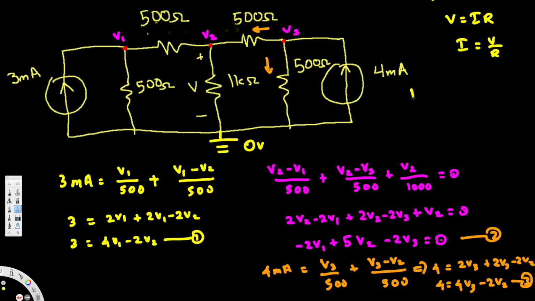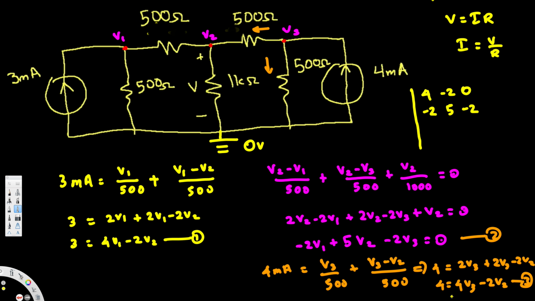Now we can create our matrix. So if we create a matrix, we put v1 in the first column, v2 in the second column, v3 in the third column. Now let's look at the first equation. First equation we have 4v1, so we put 4 right here, and we have minus 2v2, so minus 2 right here, and we don't have any v3, so we put 0 for that one. And in the second equation we have minus 2v1, so minus 2 here, and we have 5v2, so we put 5 right here, and we have minus 2v3, so we put minus 2.